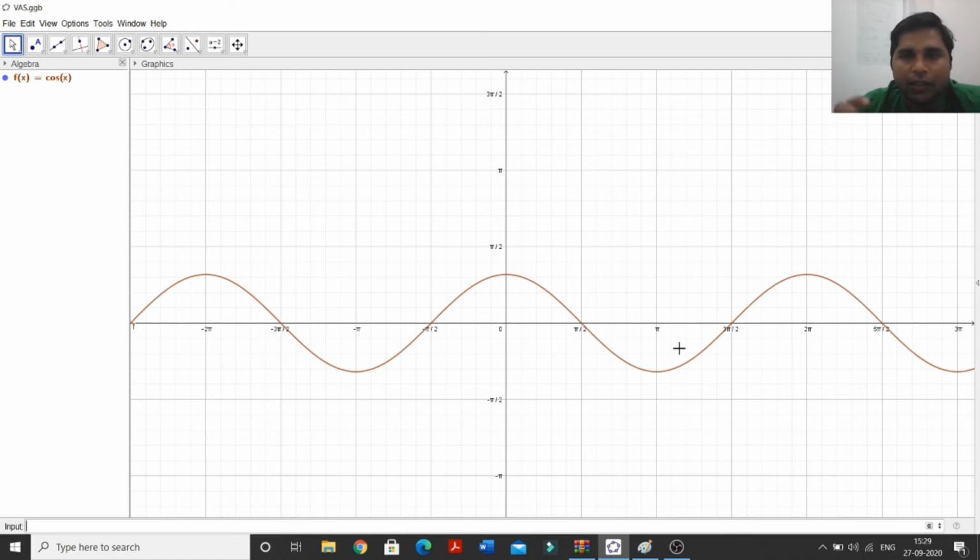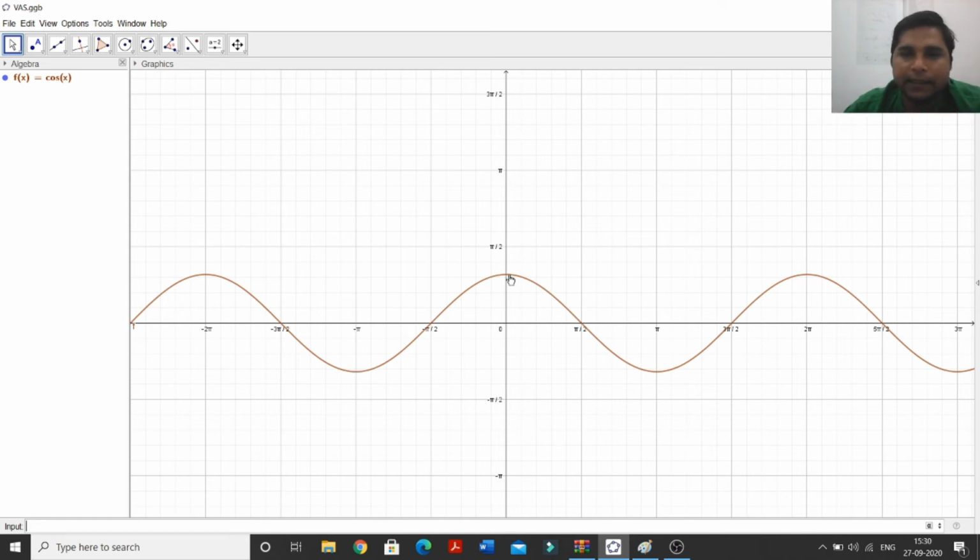So we cannot find out the inverse in this domain. So whenever there is a many to one function, and you need to find the inverse of the function, you need to restrict the domain.